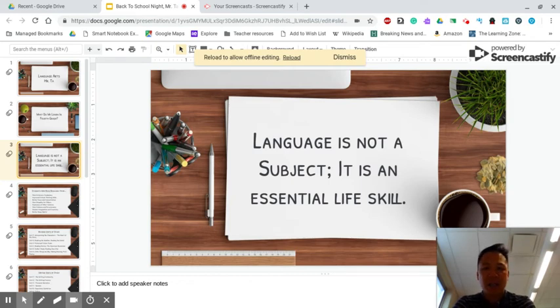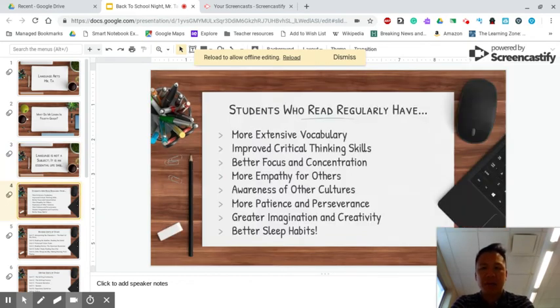In fact, my largest concern is that students read and that you're making your kids read as much as possible. If you look at this slide, you can see all the different benefits of reading. And I think in general, if there's one thing that I want you to do more than anything else, it's that you really promote the idea of reading at home.